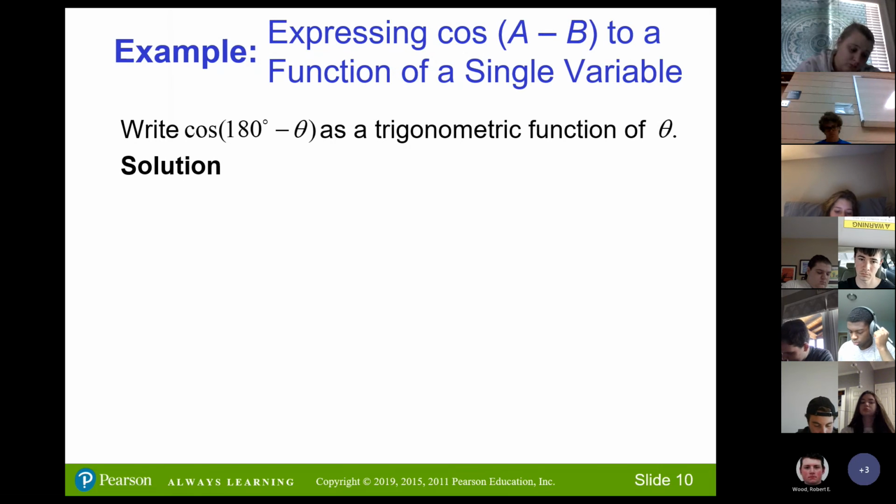Okay, here's one that says, write cosine of 180 minus theta. This is when you don't finish it. You just simplify it. So I would give you this problem on a test, and I'd say rewrite as a trigonometric function. Well, that's cos minus, so that's going to be cos plus sin. So cosine of 180 minus theta, well, I can tell you right now that's going to be cos cos sin sin.